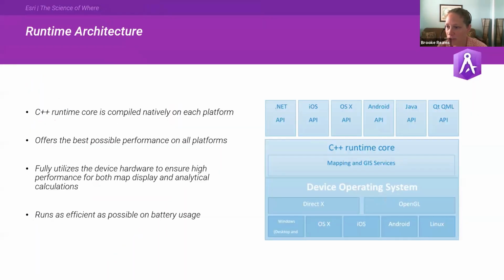So for the introduction, what you see here on the right is the overall architecture of Runtime. You have your platforms on the bottom, and then your mapping and GIS services, and on top of that is the C++ Runtime core, and that core is compiled natively on each platform, which offers the best possible performance on all the platforms. It fully utilizes the device hardware to ensure the highest performance for both map display and analytical calculations, all while running as efficiently as possible to save your battery usage.